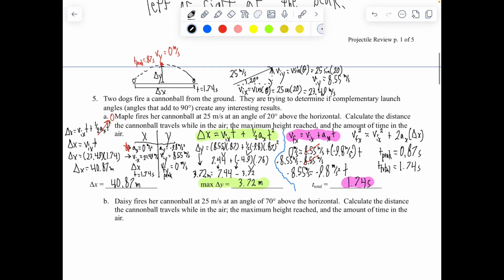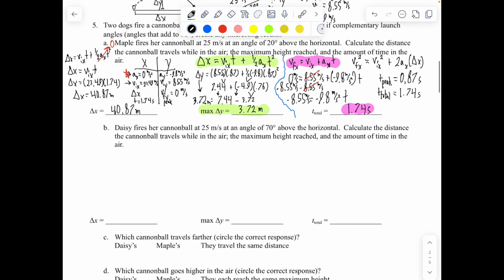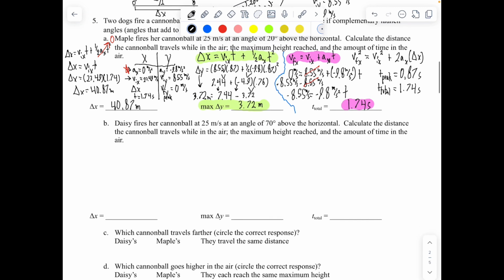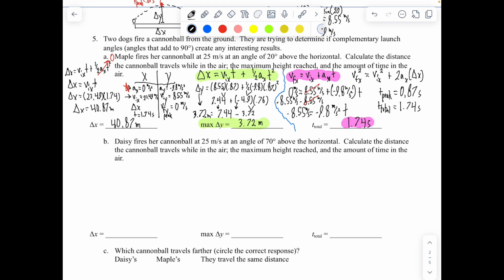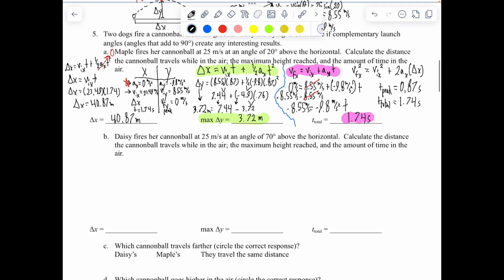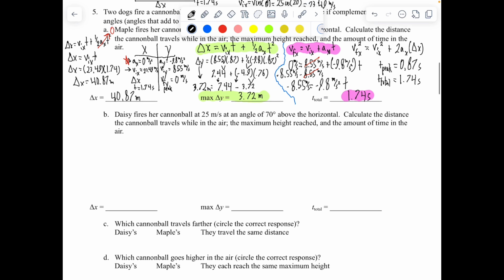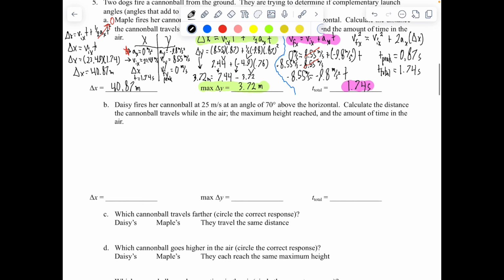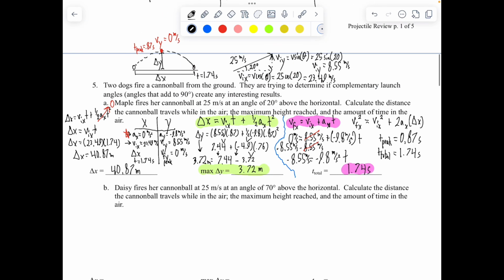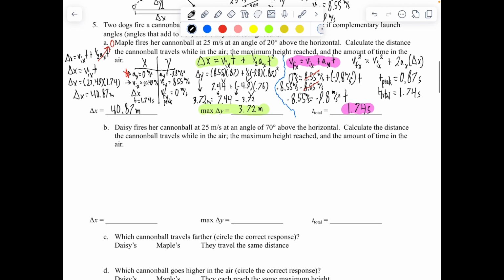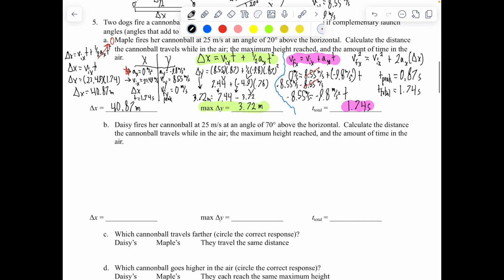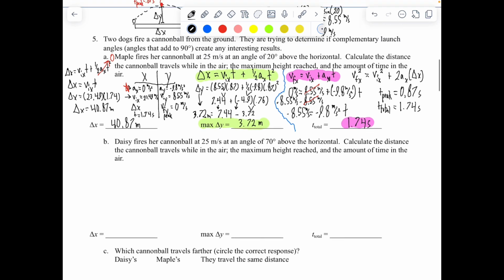Okay. All right. Let's look at part B. Daisy fires her cannonball at 25 meters per second at an angle of 70 above the horizontal. Calculate the distance the cannonball travels while in the air, the maximum height reached, and the amount of time in the air. To do this, we're just going to use our same process, right? We have our picture. It's really going to be a very similar picture, just at a steeper angle.